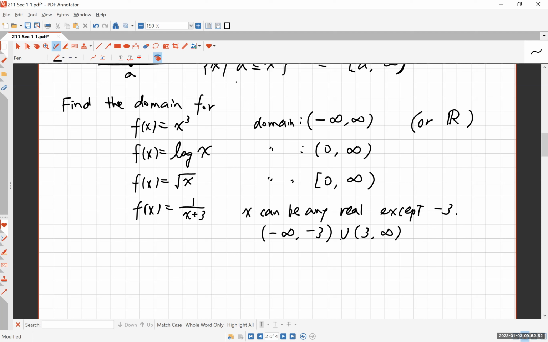What is this saying? This is a union. It means either here or here is okay. This is a nice way of saying, look, if you are -3, you are not welcome, but everybody else is welcome. It's a polite way to say we are going to exclude -3, and only -3, from the set of real numbers. All right, so that is what we write.